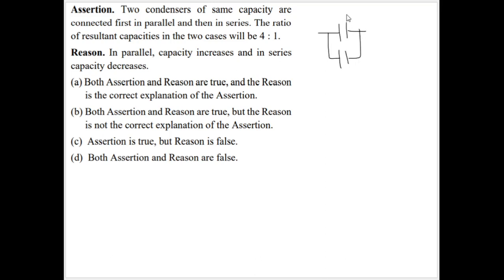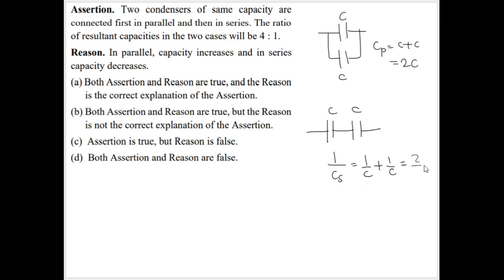So when you connect them in parallel beta, the equivalent capacitance will just be C plus C, that will be 2C. When you connect them in series, my dear bacha logo, the equivalent capacitance will just be 1 by C plus 1 by C, that is 2 by C. So equivalent capacitance will just be C by 2. So what will be the ratio C parallel is to C series? That will be 2C is to C by 2. That will just be beta 4:1.